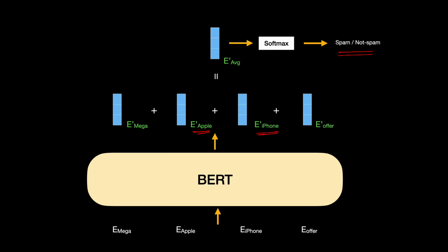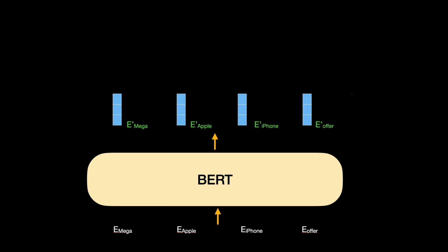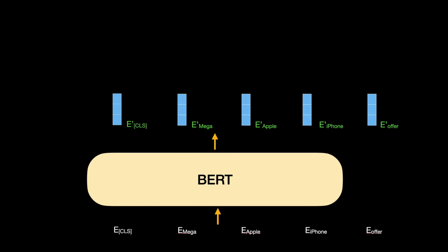And that's where the researchers at Google came up with a simple yet powerful idea. Instead of using this pooling layer, what if we add a special CLS token that will capture the relevant context dynamically?